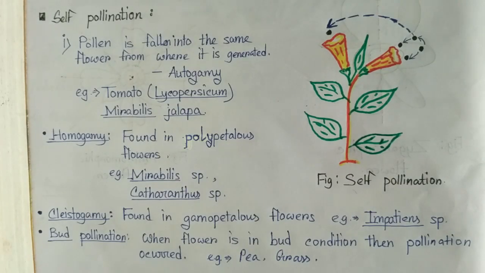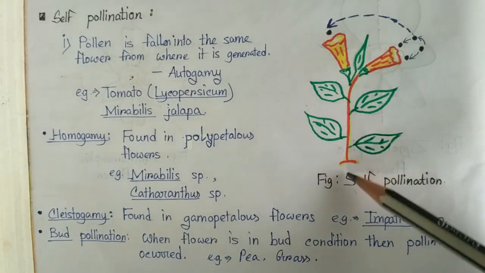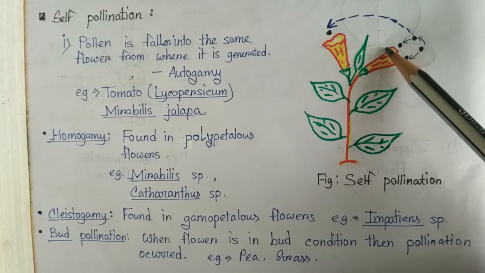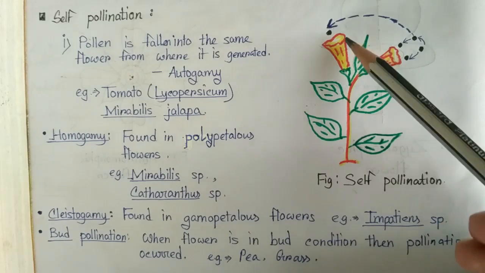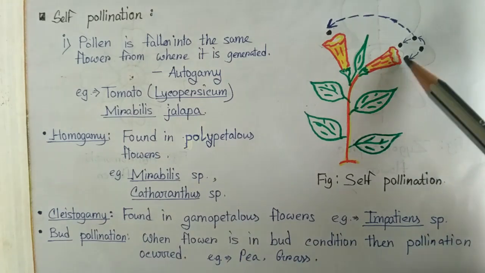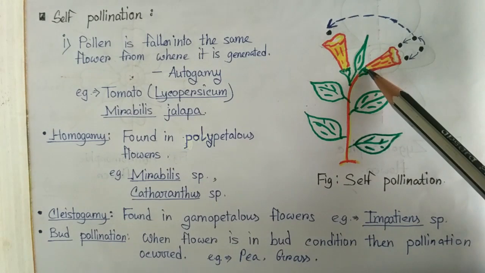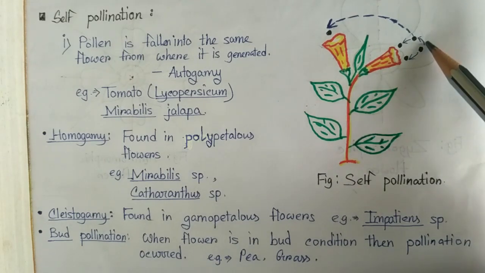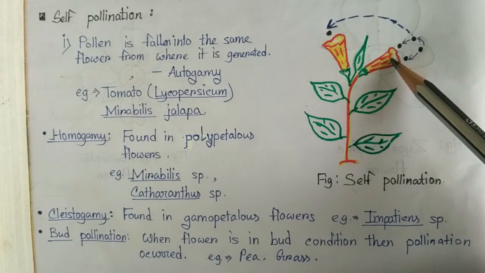Self-pollination means pollen falls into the same flower from where it is generated without any help of external factors. Let's see, it's a plant and there are two flowers. Pollen is generated from this flower and pollen is transferred to another flower's stigma. This process is known as self-pollination, or pollen is generated from this flower and again falls into this flower.